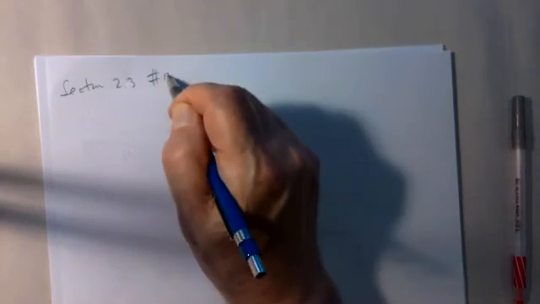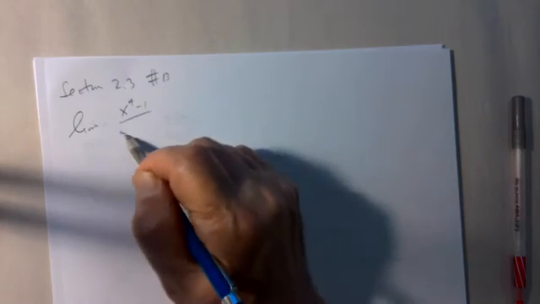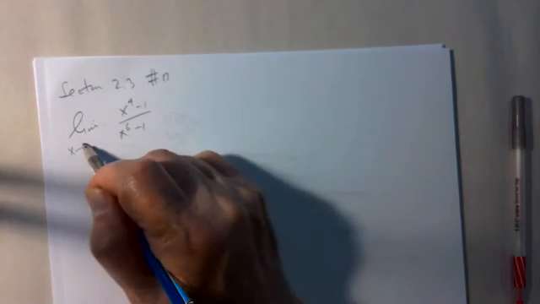Let's do number, let's see, in section 2.2, number 13. So this says, determine the limit, if it exists, of the function x to the 4th minus 1 over x to the 6th minus 1 as x goes to 1.